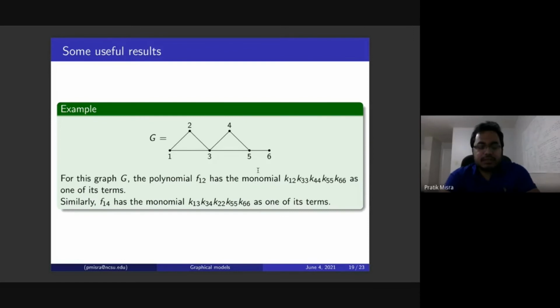Similarly, if we compute, let's say, the 1,4th entry of K inverse for this graph G, then we got this term as one of its terms, that was K13 times K34, and the remaining terms as the diagonals, which is K22, K55, K66. So yeah, it might be a good point to stop and ask if there are any questions so far.